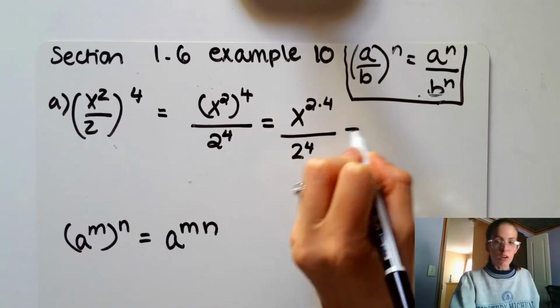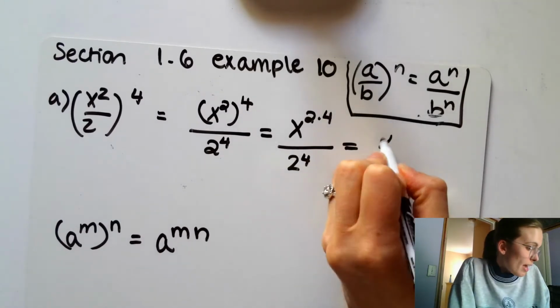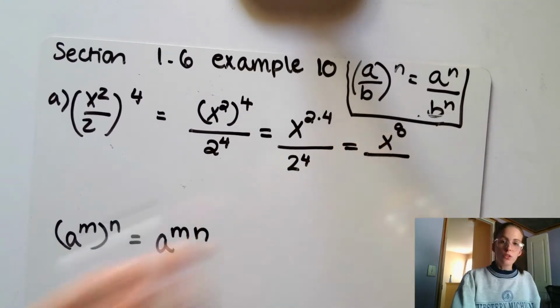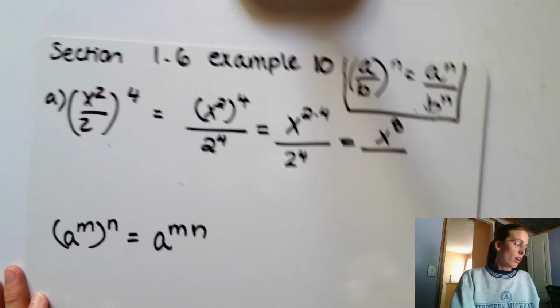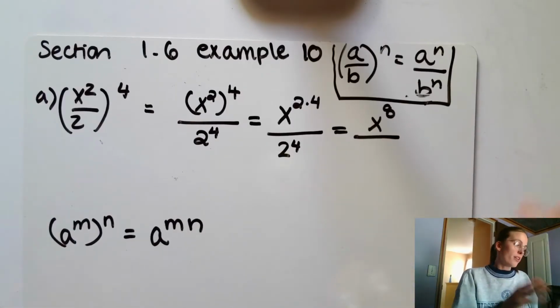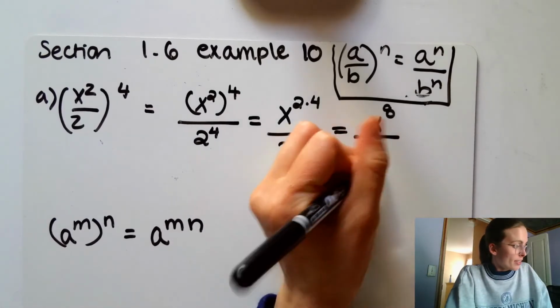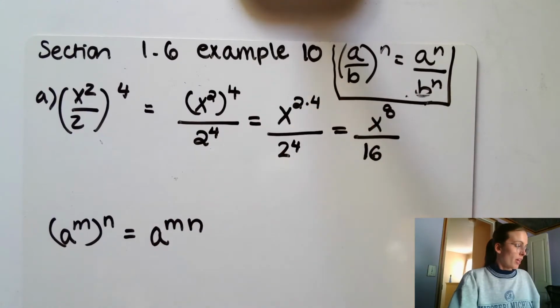And then finally, all we need to do is simplify. So x to the 2 times 4, that's just x to the 8th. And then 2 to the 4th, you can do it in your head or on a calculator. But if you don't remember it off the top of your head, you can think, okay, 2 cubed is 8, so then 8 times 2, that's just 16. So it's x to the 8th over 16, and that's our answer for part A.